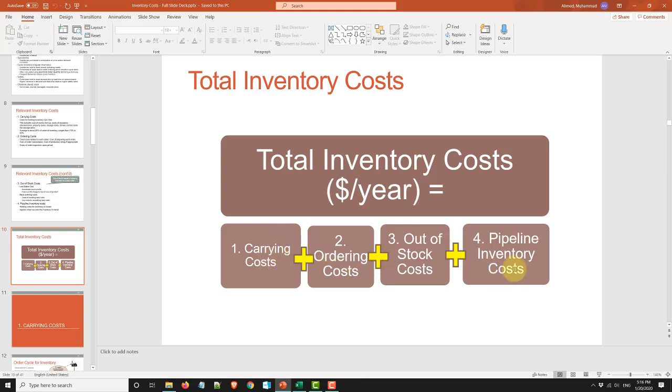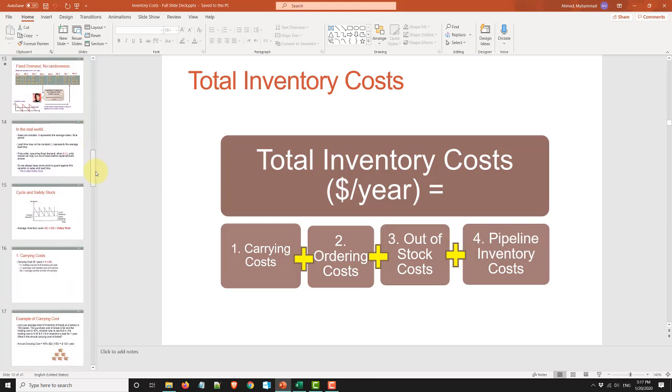Once we calculate these 4 costs and we add them up, we get total inventory costs in dollars per year. The units of each of these 4 parts also happens to be dollars per year. So carrying cost we calculate on an annual basis. How much does it cost to carry inventory of this item for 1 year? Ordering cost is also on an annual basis. Out of stock cost, annual basis. The formulas are designed to calculate each of these on an annual basis. So the final number you get is the dollars per year you spend on inventory for a particular SKU.